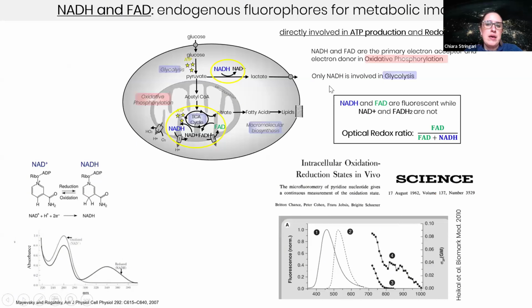metabolism. As you know, NADH and FAD are the primary electron donor and electron acceptor in oxidative phosphorylation. The reduced form, NADH, is fluorescent and emits in the blue, and FAD is also fluorescent, emitting in the green, while NAD+ and FADH2 are not fluorescent. Since the pioneering work of Britton Chance, people started measuring optically the redox ratio, the ratio of FAD divided by the sum of FAD plus NADH, and then evaluating how oxidative phosphorylation is contributing to the metabolic state of the cell.